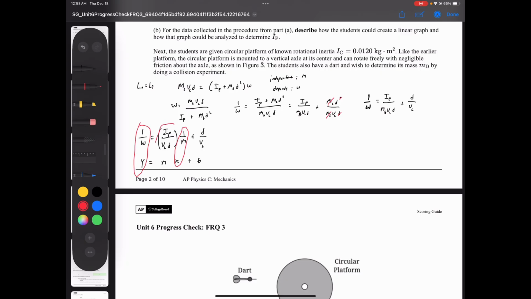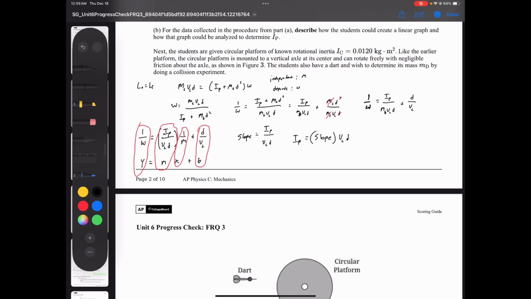And then the slope of that graph is equal to this expression. And then this here is going to be the y-intercept. So the y-intercept is this distance d over the launch velocity of the ball. Okay, so then in order to figure out the moment of inertia of the platform, I know that the slope is going to equal this. So to calculate the moment of inertia of the platform, it's the slope times the launch velocity of the ball and the distance that the ball is from the axis of rotation.